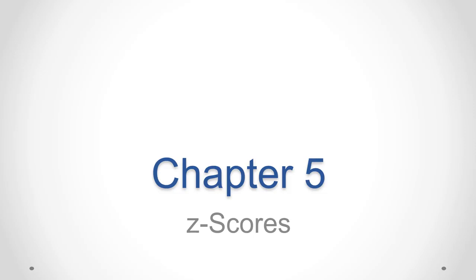Hello, statistics scholars. This is our first lecture for Chapter 5 on z-scores. Most of the statistical analyses in this class are going to be based on normal distributions. So in this lecture, we will define what it means to be normal and present some important characteristics of normal distributions and curves. And we will also discuss the empirical rule.